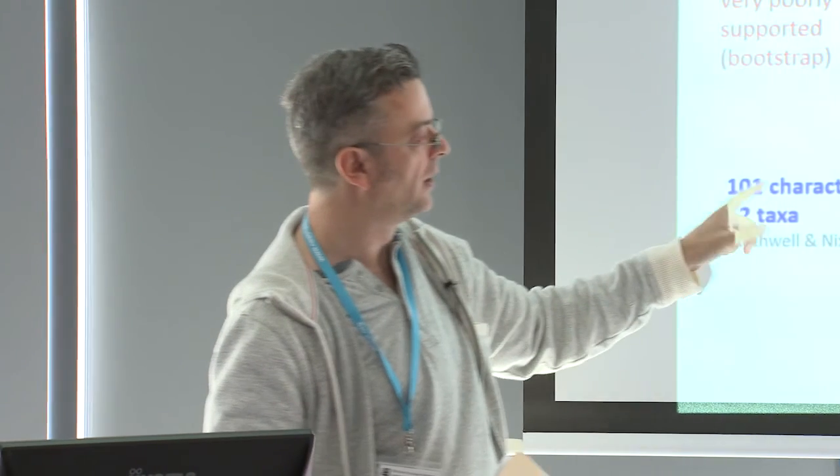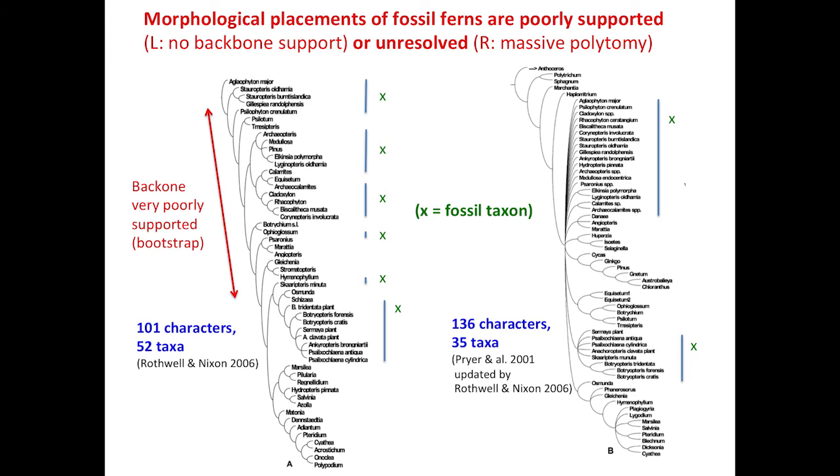he published it. He also reanalyzed a data set by Pryor et al., a morphological data set for extant taxa, where he added extinct taxa. And the result was even more discouraging, because the backbone is basically collapsed. There's nothing to that. So what do you do in this situation?